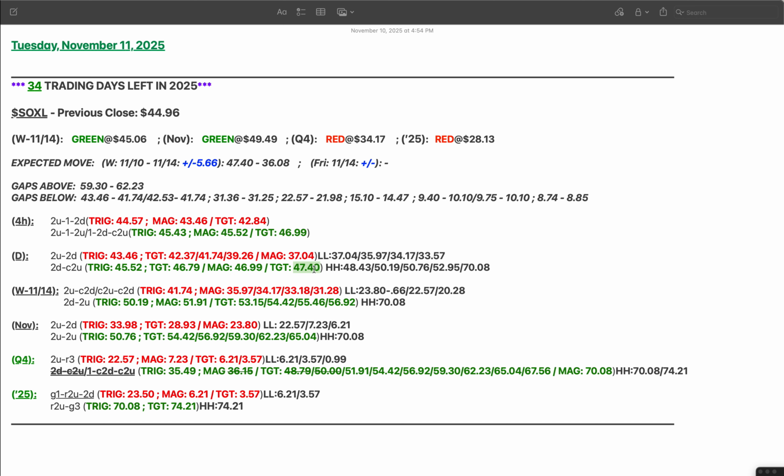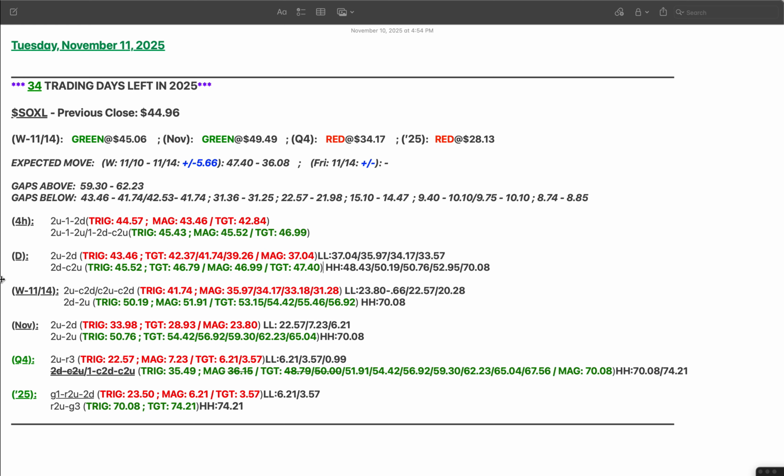Now, if we continue to push to the upside, we've got our extended target of 47.40, which is the market maker's expected move high for the week. Again, when dealing with the market maker's expected move high, it's not an end-all be-all. It is just a range within which market makers expect price to stay, right?